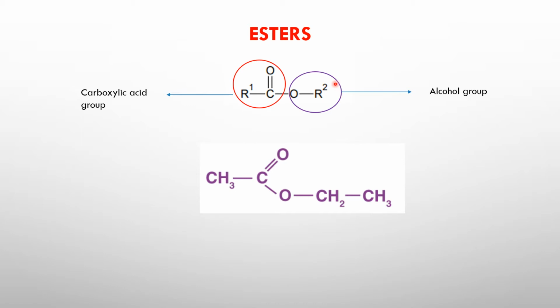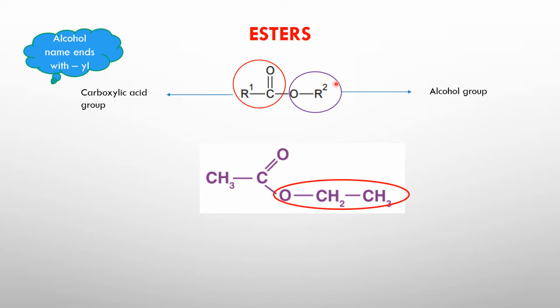Before we look into that, there is something very important we need to remember. When we name the ester, the name of the alcohol will end with yl. So this is the alcohol part of the ester. This alcohol is containing 2 carbon atoms. So the prefix we use is ethyl. Ethyl comes from the word ethanol. So the alcohol that is used to make this ester is ethanol.